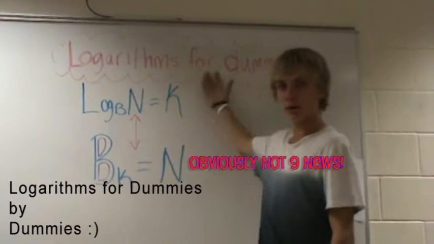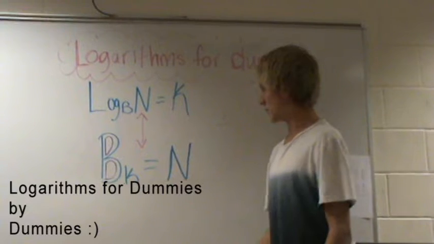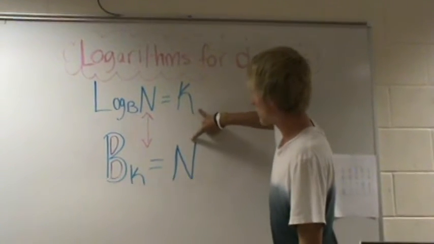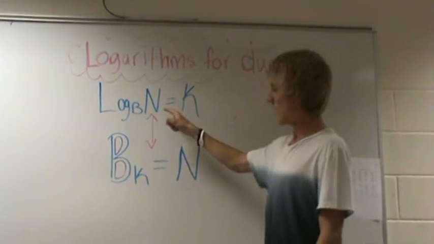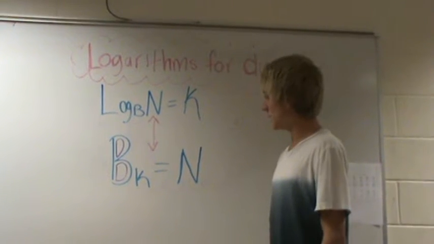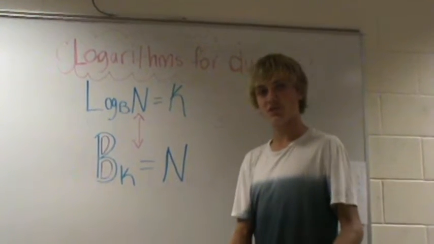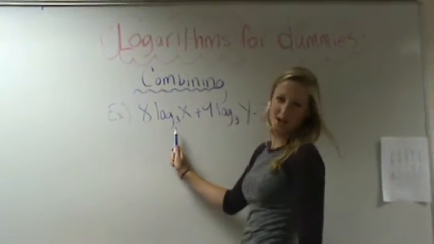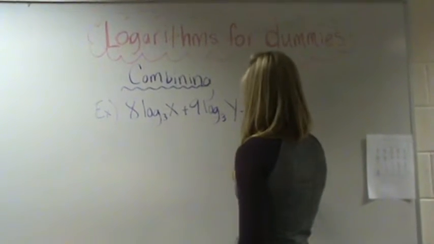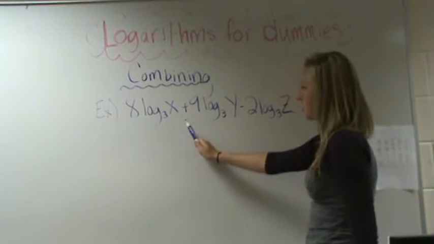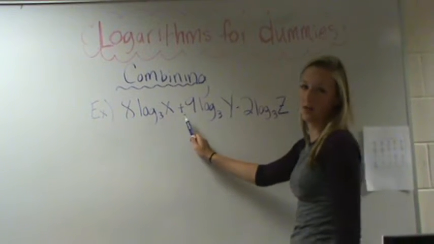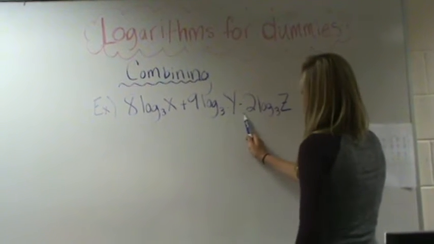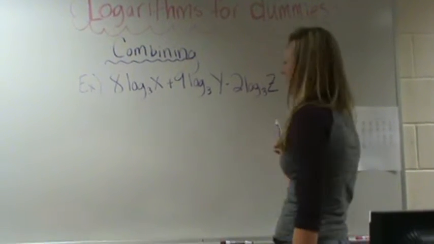This is logarithms for dummies. First, you're going to start off with the two basic equations, log b n equals k and b^k equals n. Those are the two basic formulas. When combining logarithms, you must have the same base, like we have log 3 here. And when you see an addition sign, you want to think of that as multiplication. And when you see a subtraction sign, you want to think of that as division.